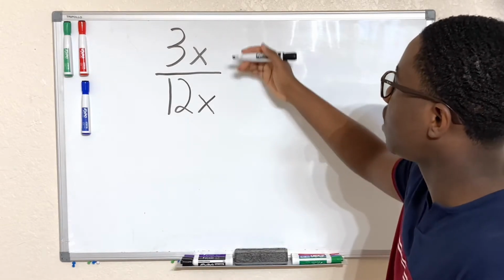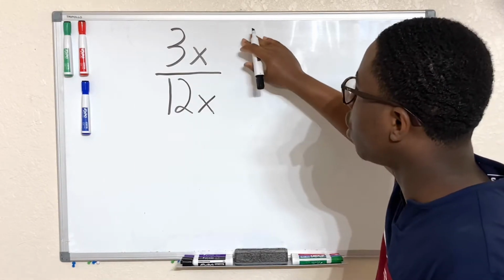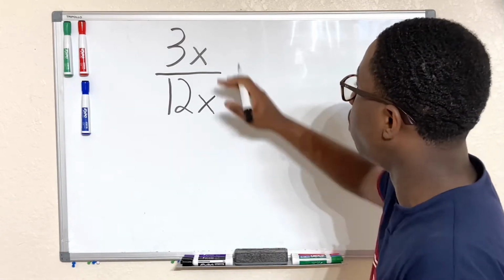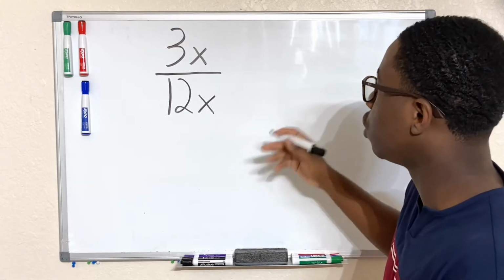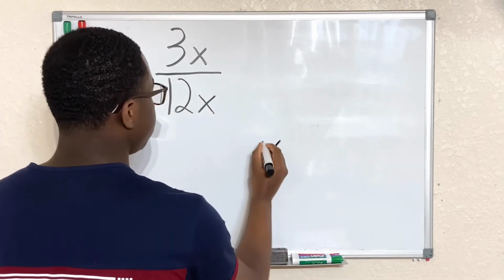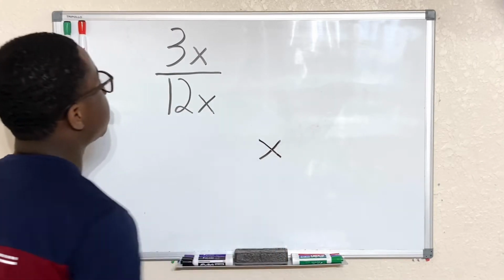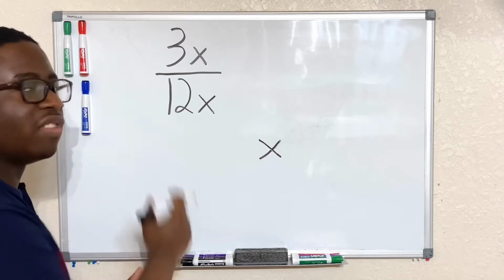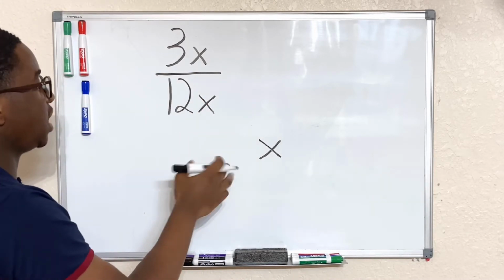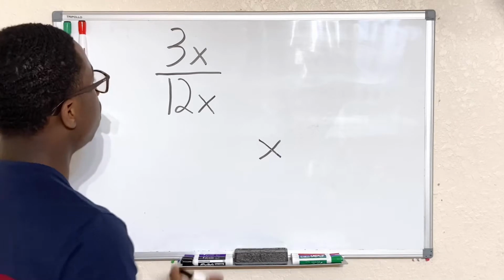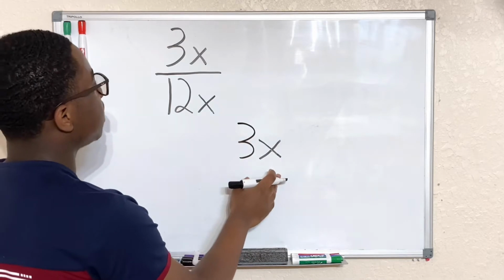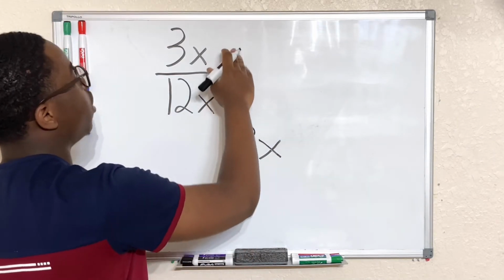So here we have 3x and 12x. What is something similar in the 3x that we can find in the 12x? Well, something I recognize is that they both have x, so that's one thing that we'll be sure to simplify out. So let's write that down. They both have x. And another thing is that I see both of them are multiples of 3. If I divide this by 3, I'll get x. If I divide this by 3, I'll get 4x. So we could go ahead and write 3 as well. So here we see that 3x can be taken out of each side, the numerator and denominator.